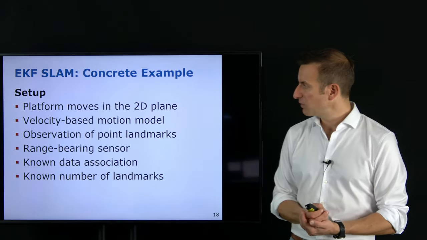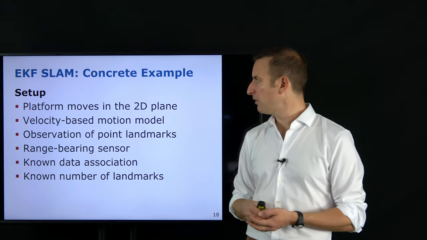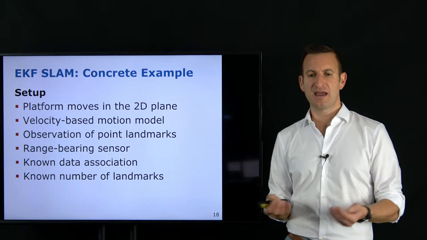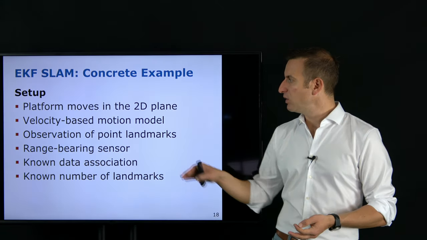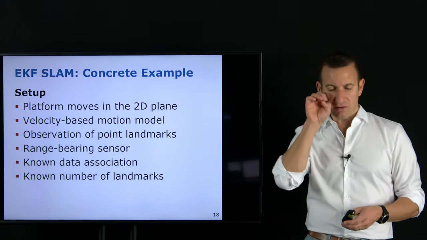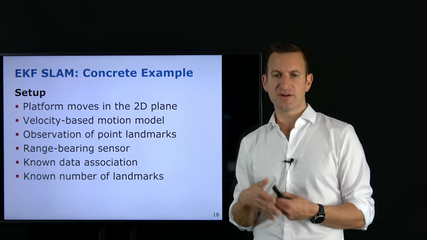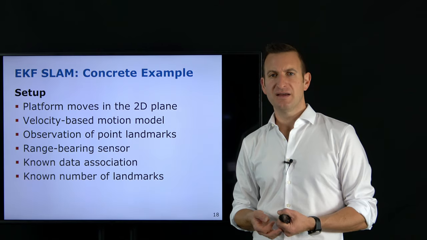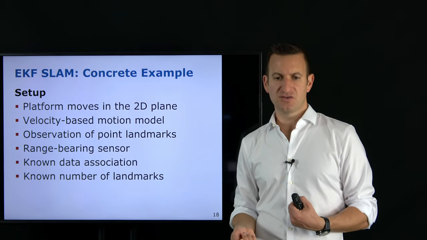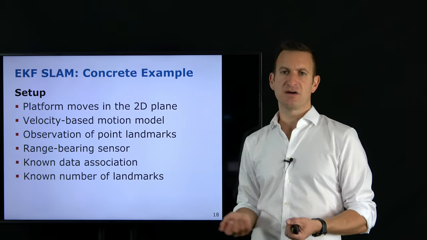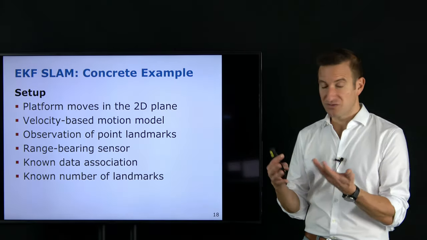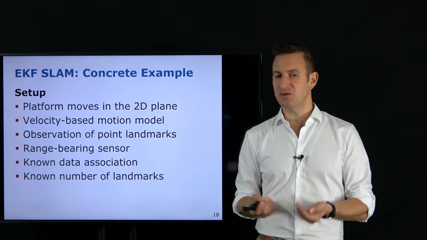Okay, so the setup: what we're assuming to have. We assume, as I said before, a platform that moves on the 2D plane, so we have an X, Y coordinate and an orientation. We assume a velocity-based motion model. That means we have a translational velocity and a rotational velocity that control how the platform moves. So basically, I can set the speed of the rotation and the speed of the translation. This is a rather simple, general model that can be used on a lot of platforms.